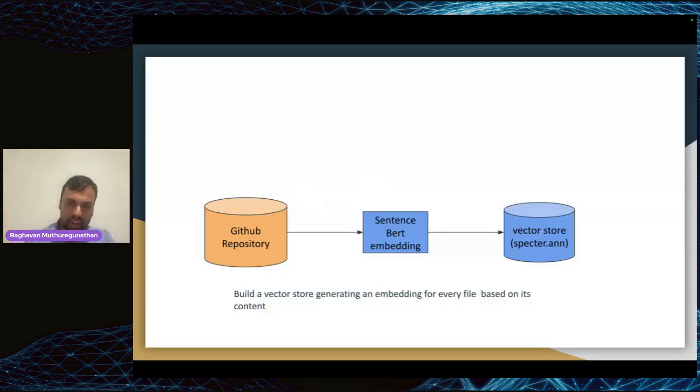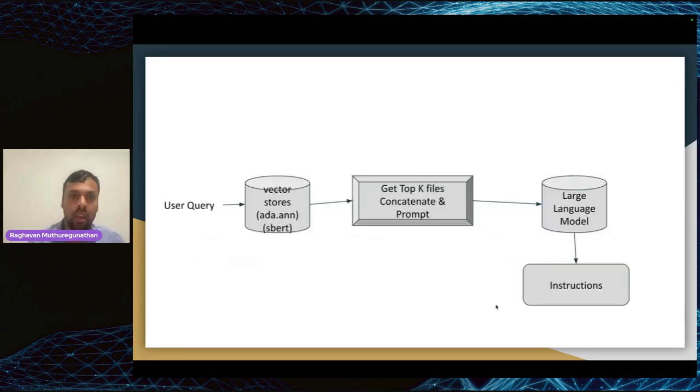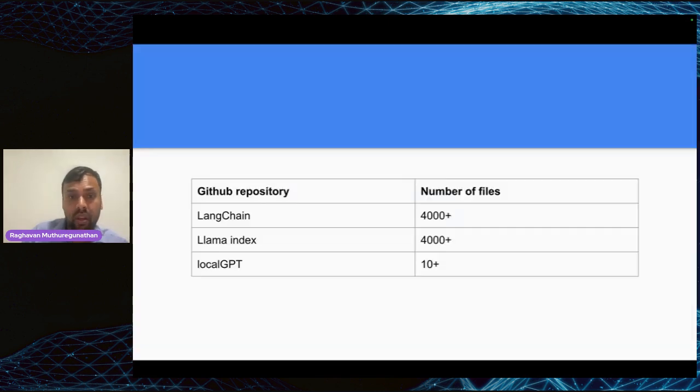You have a GitHub repository. Let's say you can use sentence BERT embedding, or you can use OpenAI's ADA embedding, and then you can store the embeddings for each file. Build a vector store by generating an embedding for every file based on its content, and then store them in the vector store. And then at the time of retrieval, when you are asking a natural language query, you can query the vector store, and then you can get the top K files that match that query, and then concatenate the content, and then you can prompt a large language model to get the instructions.